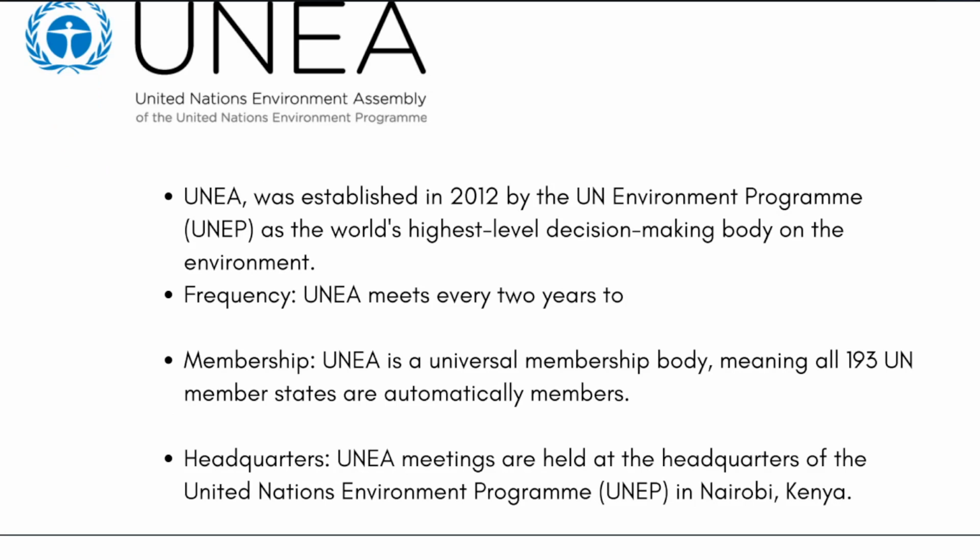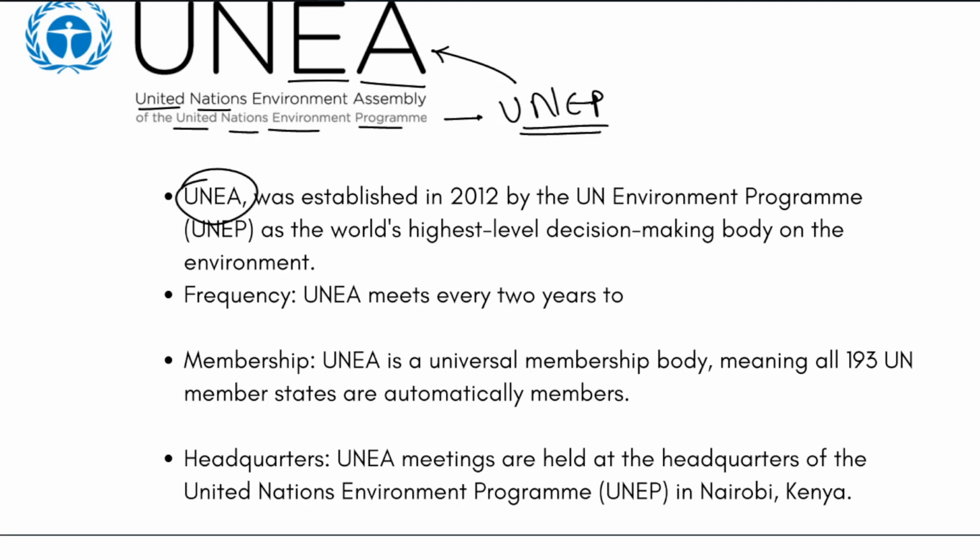As you can see by the name, UN means United Nations Environment Assembly. Alright, and it is a part of the United Nations Environment Programme, that is UNEP. So a part of UNEP is UNEA. UNEA was established in 2012 by UNEP as the world's highest level decision making body on the environment. So this is a primary body, please remember this. It was established in 2012 by the UNEP.